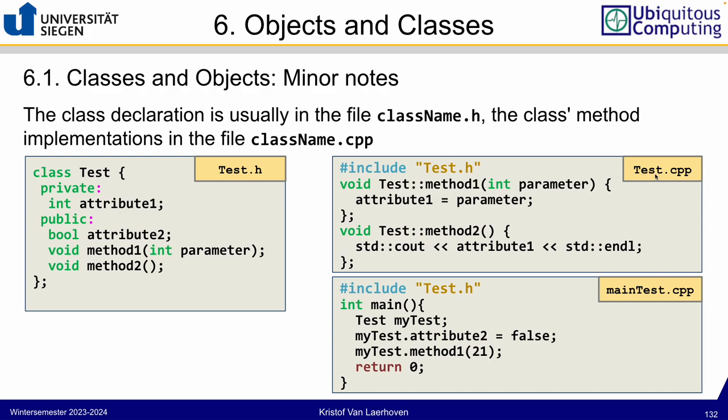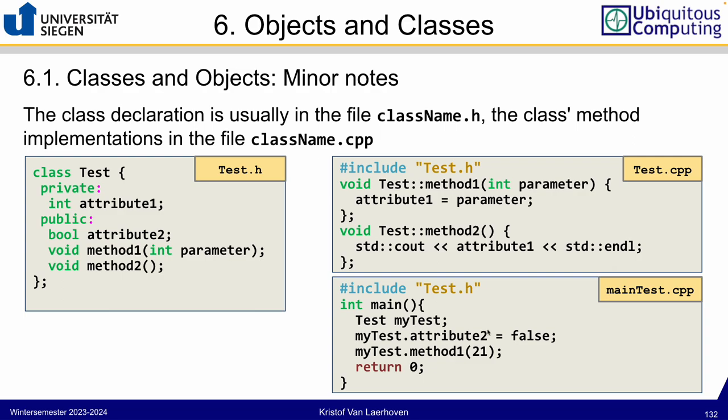Typically, the name of the file is exactly the same as the name of the class. And typically in C++, the name of a class always starts with a capital. That's also just a convention. It's not absolutely necessary, but that's how it works. Then when we want to use our class, typically in our own program, we have a main function, we can create an object myTest of class test, and then we can use this myTest as we have defined it over here.